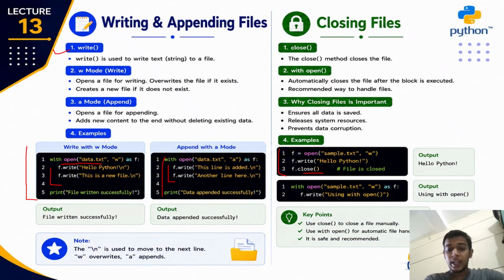So the key points from this slide are: write is used to write data, W mode overrides existing content, A mode appends the content to the end of a file, close manually closes a file, and with open automatically handles closing the file and is the recommended approach. So with this, we know the basic operations of opening, reading, writing, appending, and closing of files. So this is clear to you. So moving on to our next slide.